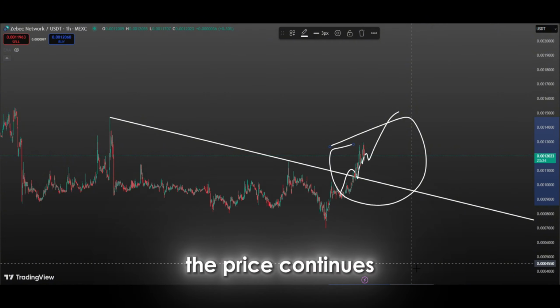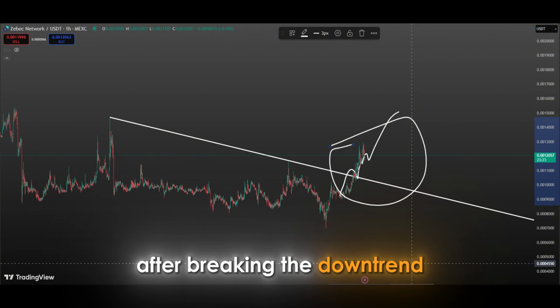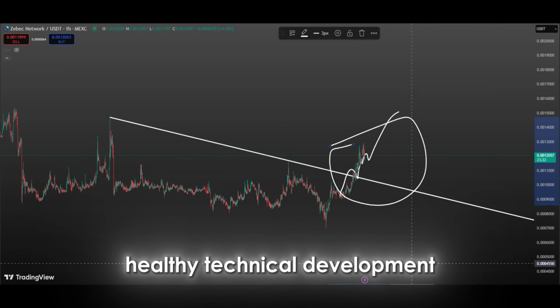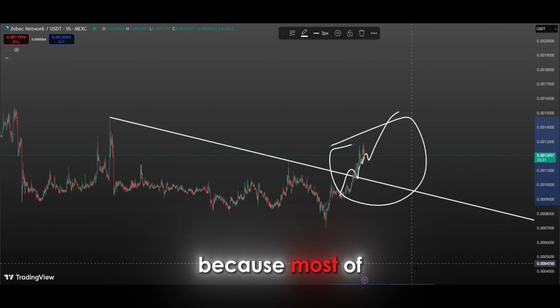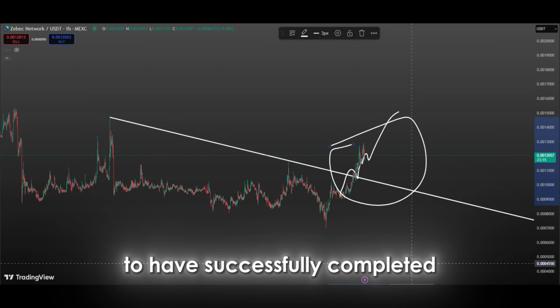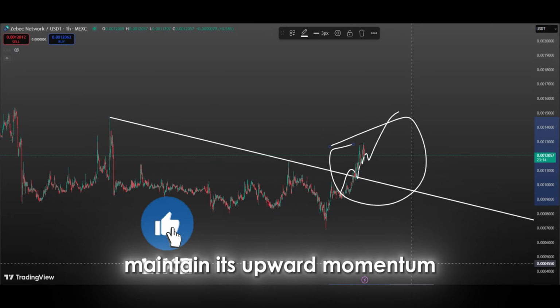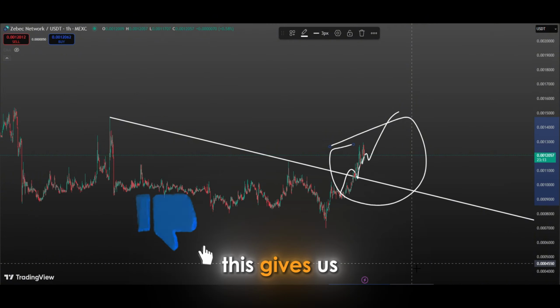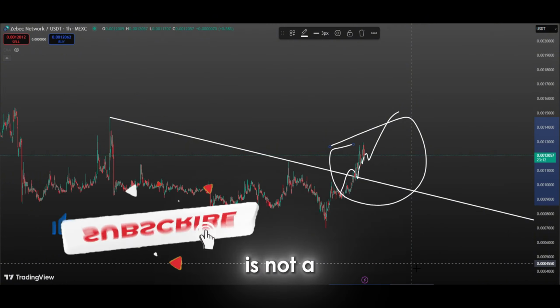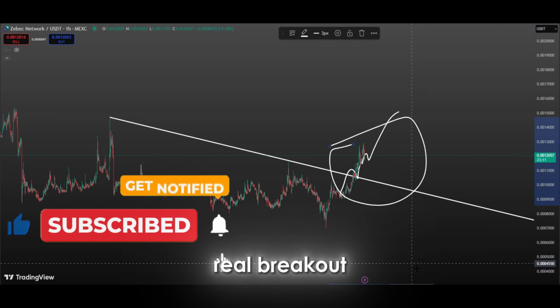The fact that the price continues its upward movement after breaking the downtrend is a very healthy technical development, because most of the time, after a trend break, the price may consolidate for a short period of time, or perform a retest to confirm the breakout. At the moment, the price seems to have successfully completed this retest and continues to maintain its upward momentum. This gives us an important sign that the breakout is not a fake breakout, but a strong real breakout.